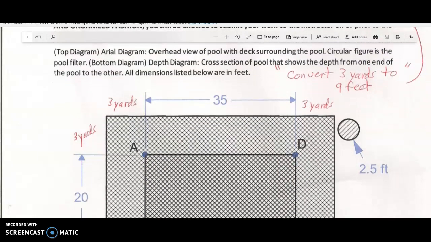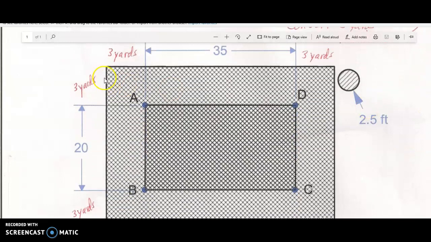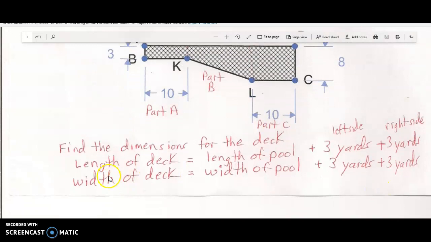So the first thing I had to do was convert 3 yards to 9 feet. The way you do that is 1 yard is equal to 3 feet, so 3 yards would have to equal 9 feet. And now you can see that the deck, which is the outer part of your diagram, is the original length of the pool plus 3 yards added to each side. The same thing for the width. It's the 20 feet wide plus 3 yards added to the top and the bottom of the pool to get the total deck length. So you have to find the dimensions for the deck first.